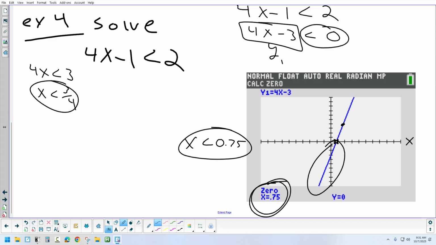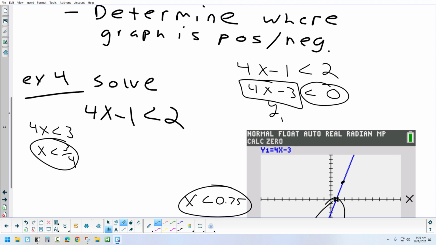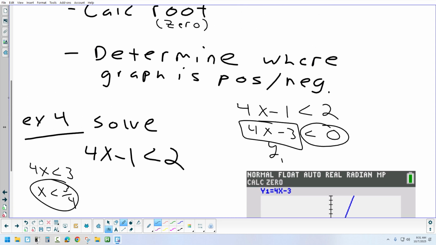If the question said, where is it greater than 0? Then I would have wanted values above the x-axis. But in this case, it's below. Okay, so any question on using the method where you get 0 on one side?